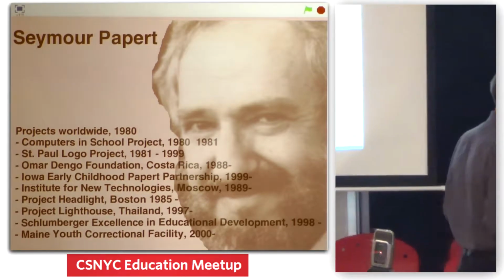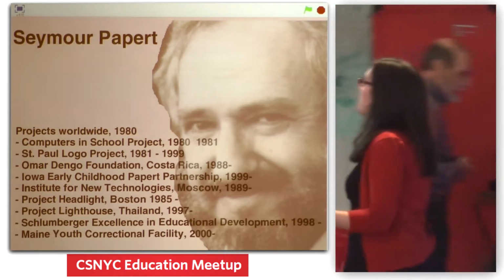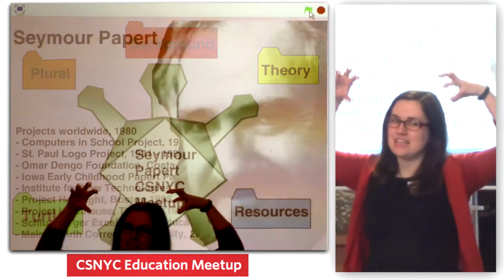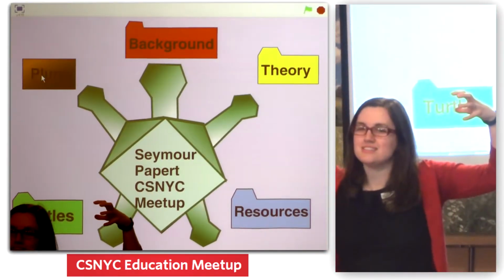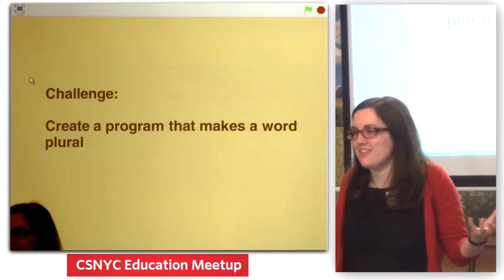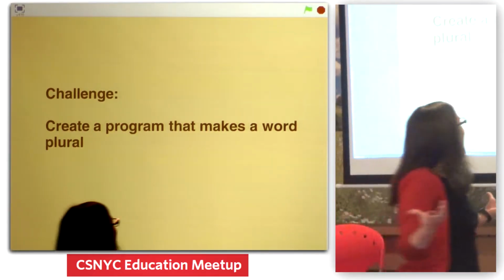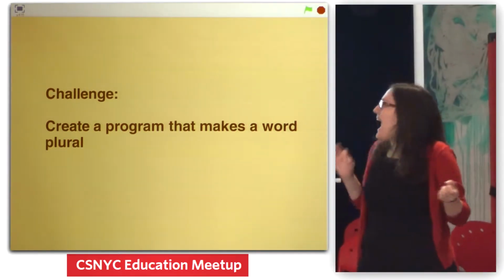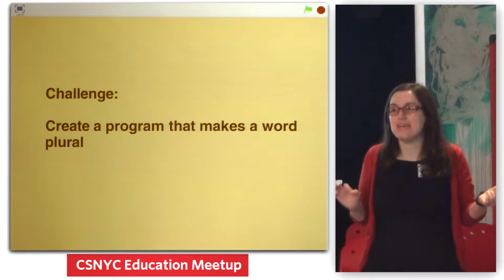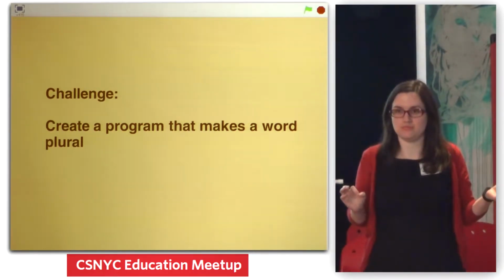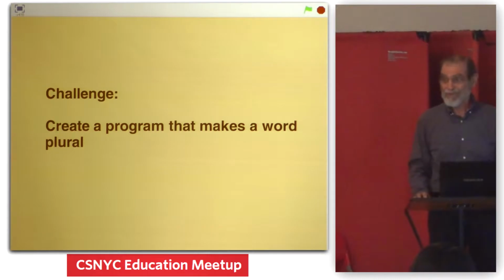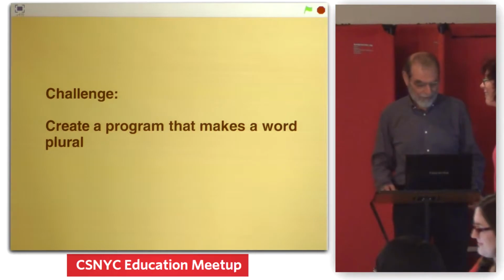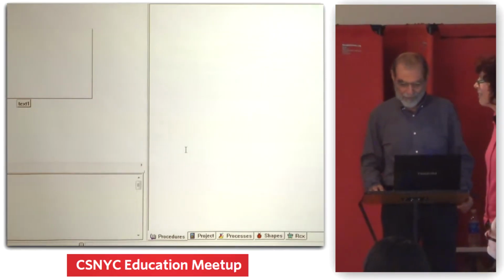Okay, so now we've spoken quite a bit, but we're going to actually give you all a challenge. And it's nice to at least have that contextual framework, because Seymour is not as popular and loved as he really needs to be. So we have a challenge. You need to figure out how to make a program that makes a word plural. Now we're going to do this together, okay? And this is actually an exercise that goes way back, and let's do it.